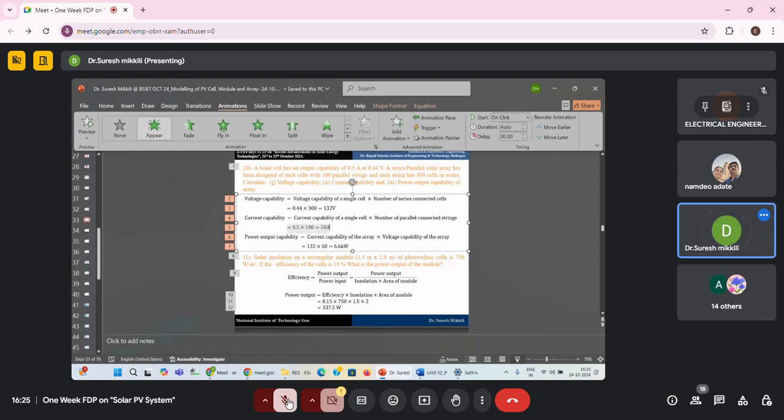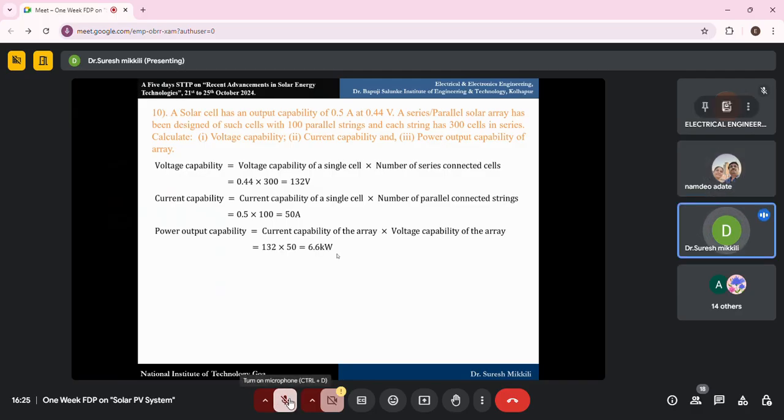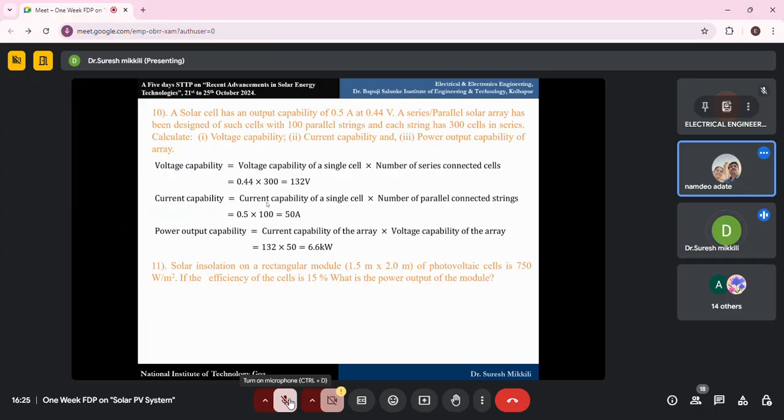Next, what about power capability? We have already seen the voltage and the current, so it is 6.6 kilowatt. Can you see this?